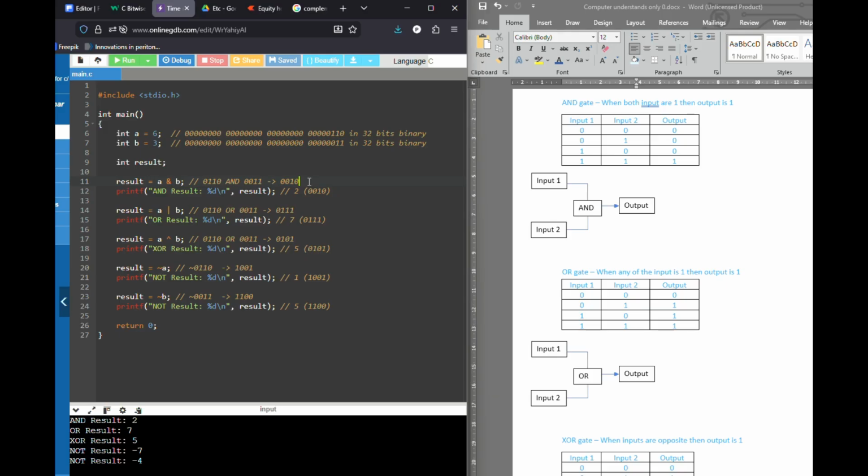If you convert this back to decimal, the output is 2. 0010 is 2 actually. When we try to print the AND result, the result is 2. You can see the result here, 2.